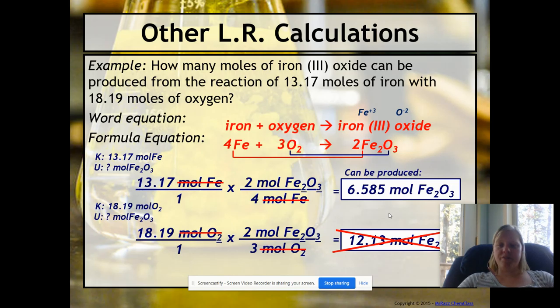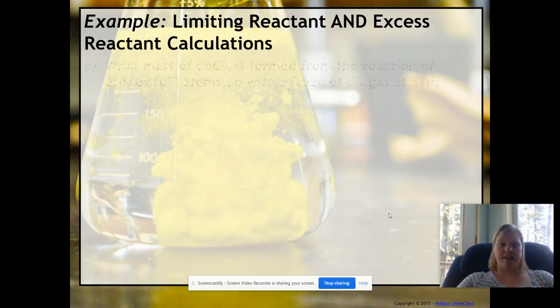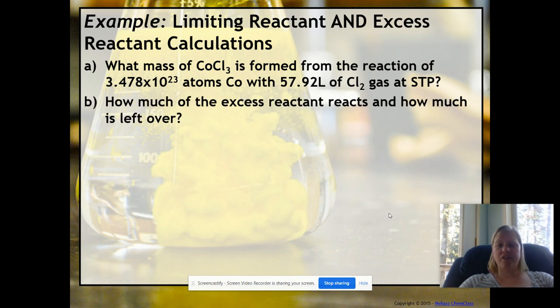So we're going to do another problem now and talk about our excess reactant, okay? There's going to be two parts to this. Our first part is going to be A, which is what mass of cobalt chloride is produced from the reaction of 3.478 times 10 to the 23 atoms of cobalt with 57.92 liters of chlorine gas at STP. So that'll be our first part.